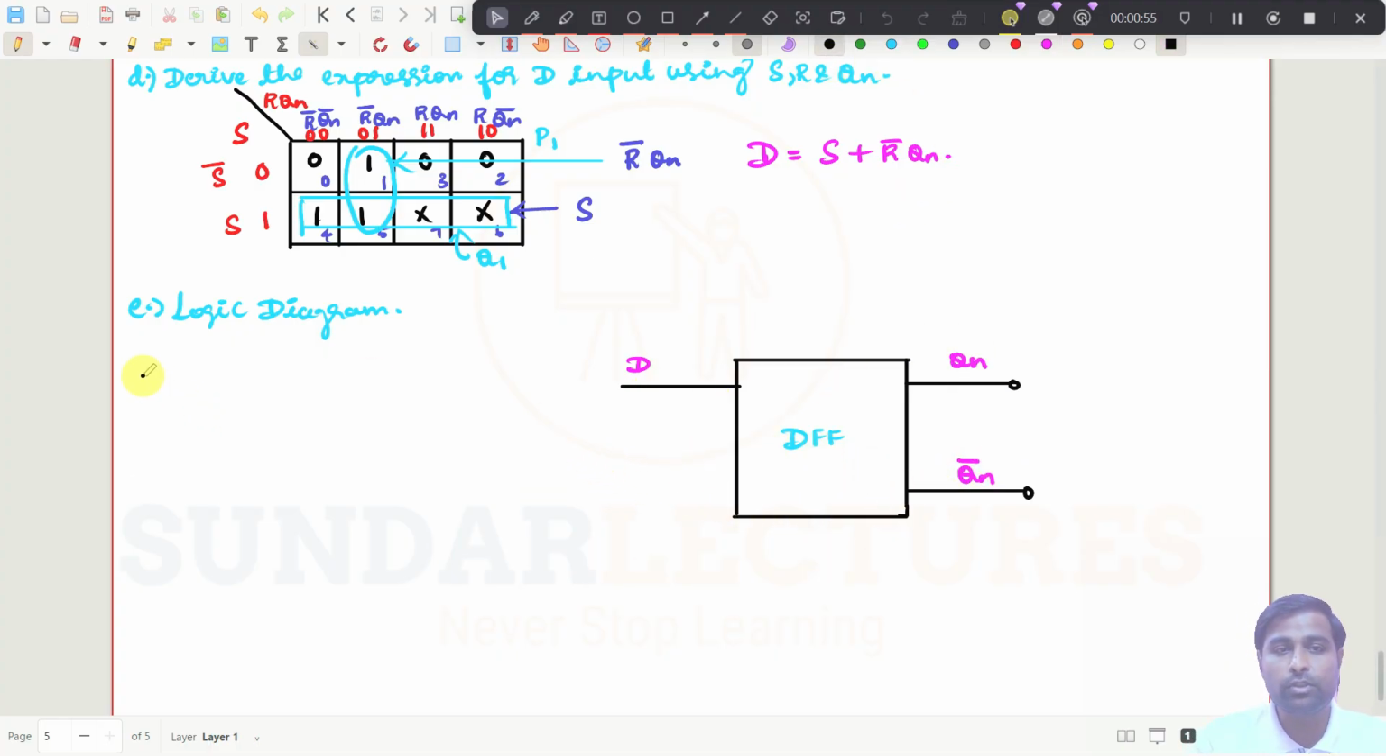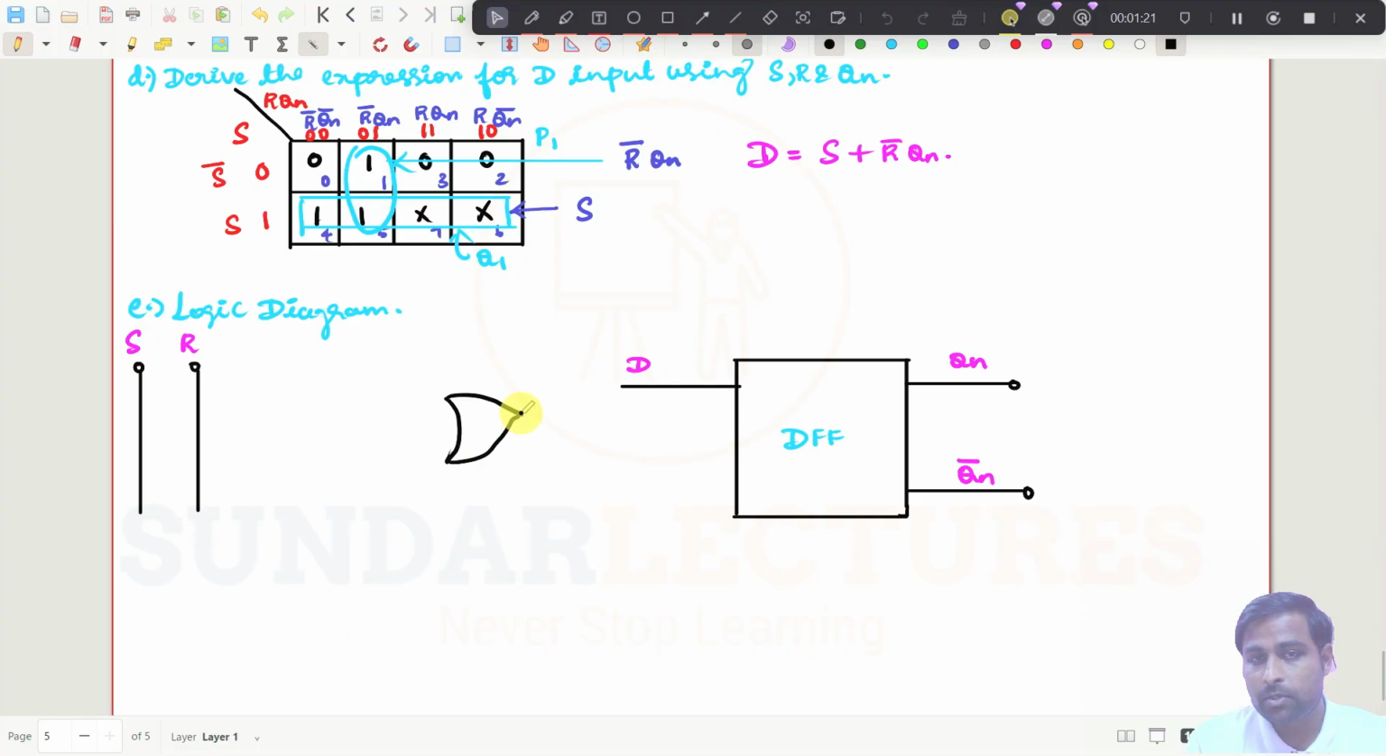And what are the two inputs you are having with you? What are those two inputs? One is S and the other one is R. And that is what we are going to do now. So here, what is the gate you need? You need an OR gate here. So put an OR gate. That should be connected to the D input.